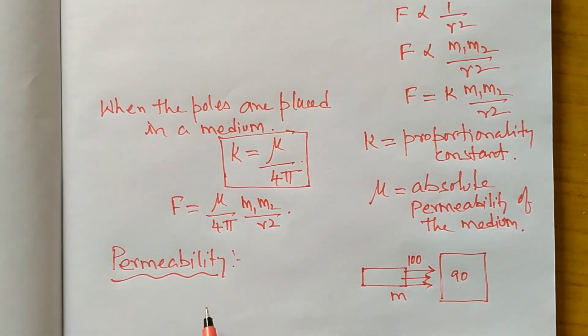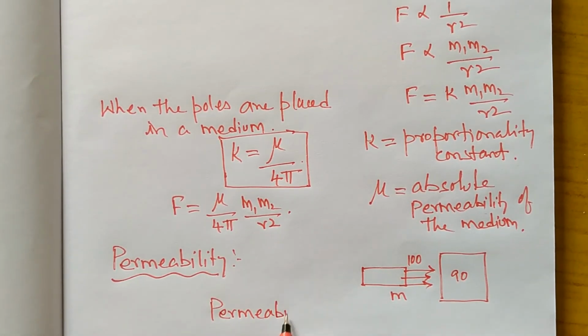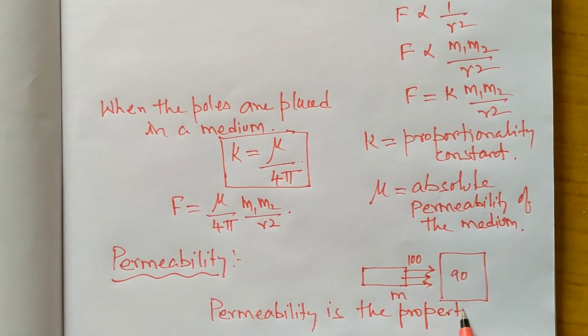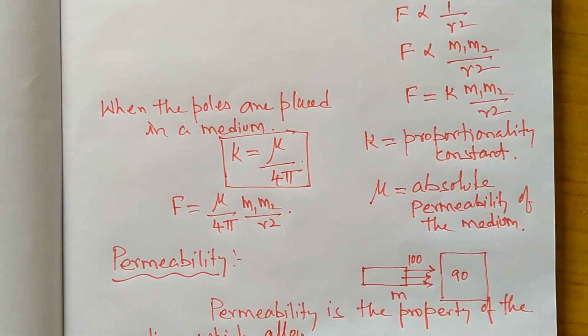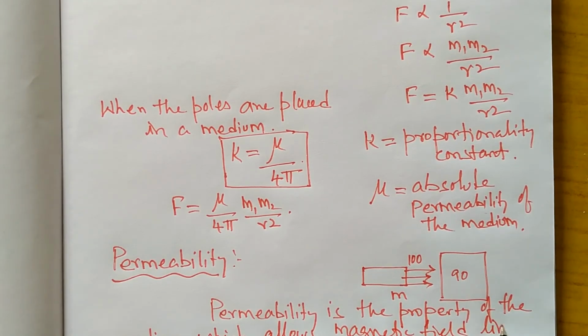Therefore, permeability is the property of the medium which allows magnetic field lines to pass through it.